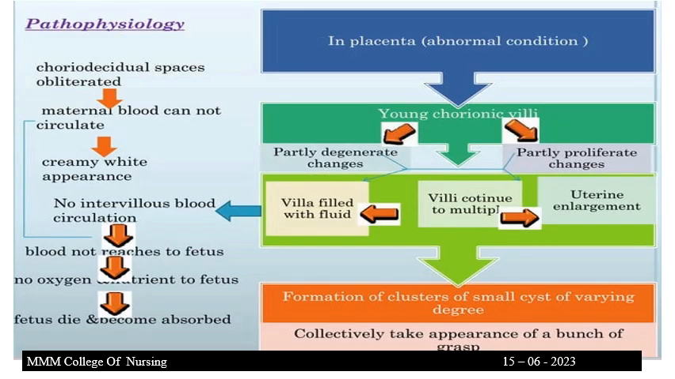Next we'll go to the pathophysiology. So what happens here? Choriodecidual space is obliterated. Choriodecidual space means the place where the placenta attaches to the inner layer of the uterus, that is the endometrium. The endometrium is otherwise called decidua, so the space is called choriodecidual space. This space becomes obliterated, which means it gets blocked. Maternal blood cannot circulate here.